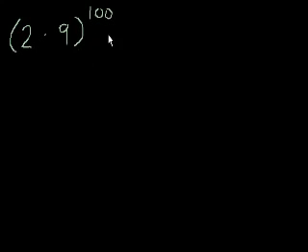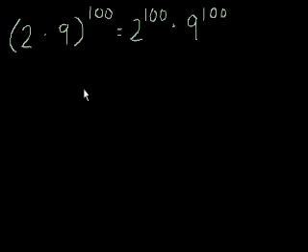If I have, let's say, 2 times 9, and I raise that whole thing to the 100th power, it turns out that this is equal to 2 to the 100th power times 9 to the 100th power. And let's make sure that that makes sense. Let's do it with a smaller example.